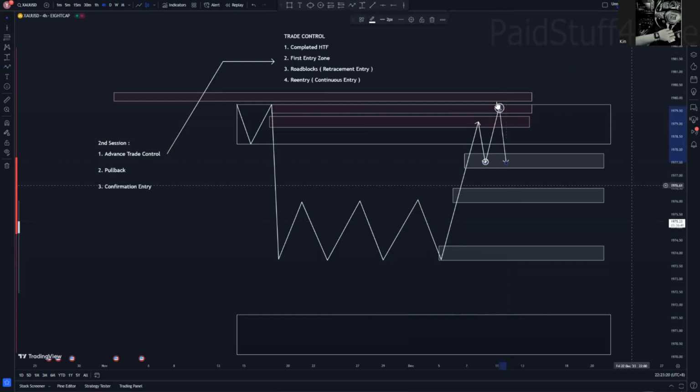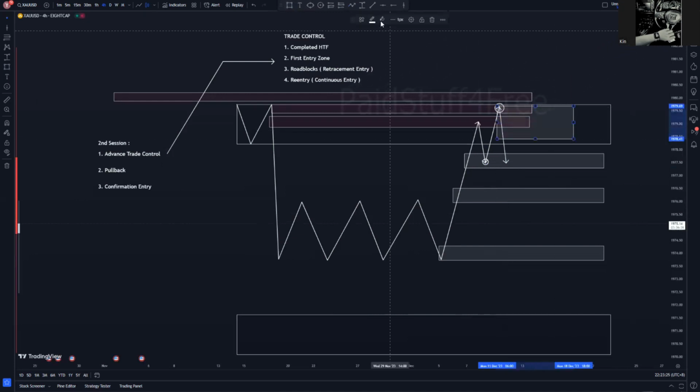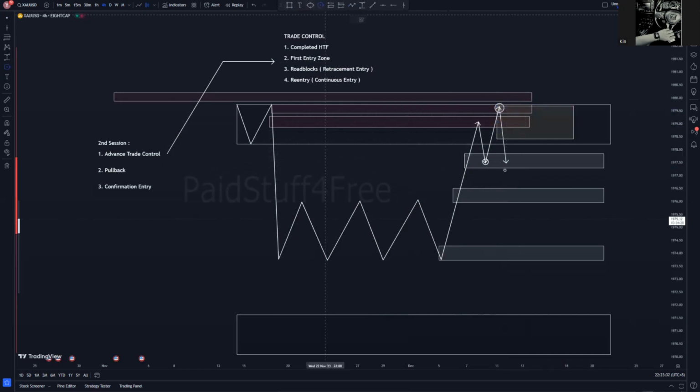After the price went down like this, and the price managed to create an engulfing sell on M30, this is what we need. So after the price created the confirmation entry somewhere here, the question is, can we take a buy on this roadblock? Can we or can't we? Can, but better to wait for sell.